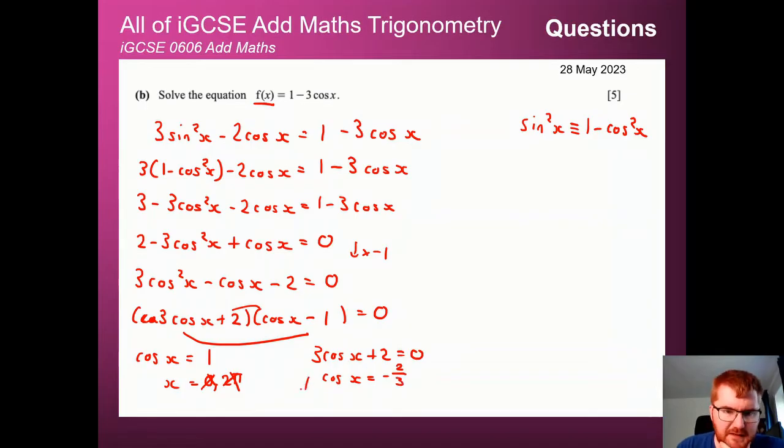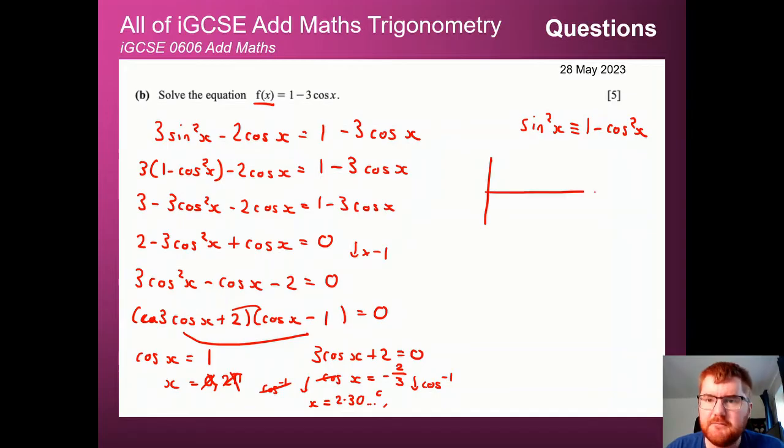So again, we want to do the inverse cosine to get x on its own and read off the answers that we're looking for. This cancels. And if we do the inverse cosine, make sure it's in radians, a big mistake that students make. The first answer we get here is 2.30... radians.